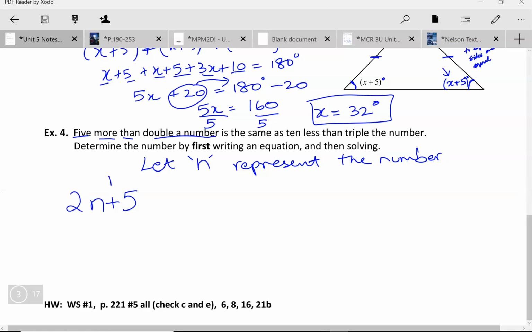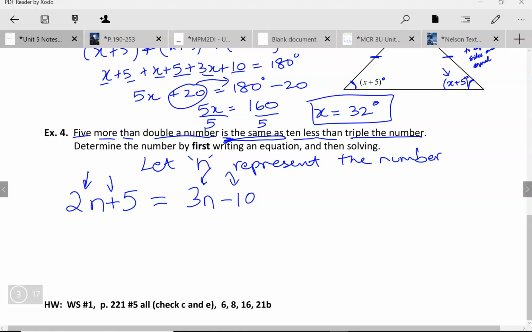This is 5 more than double the number. Is the same as: wherever you say "is" or "equal to" or "is the same as," in math terms that means an equal sign. Something minus 10 is 10 less than triple the number. So triple the number is 3n, and this is 10 less than that, so minus 10.